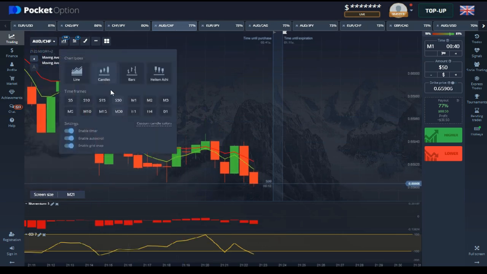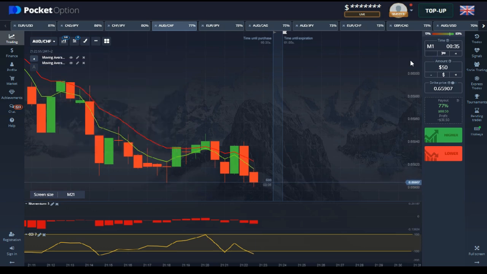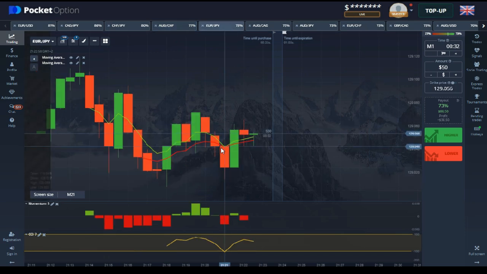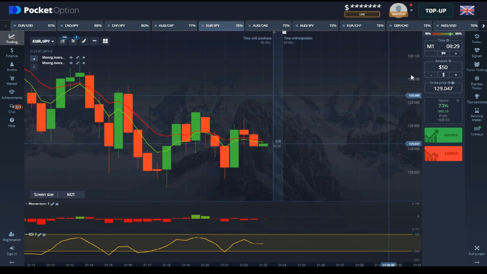The candlestick I'm using is 30 seconds for 1 minute. Okay guys, a 30-second candlestick chart for a 1 minute expiration time.